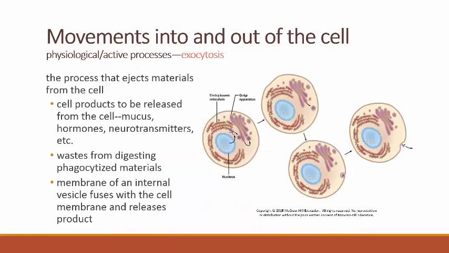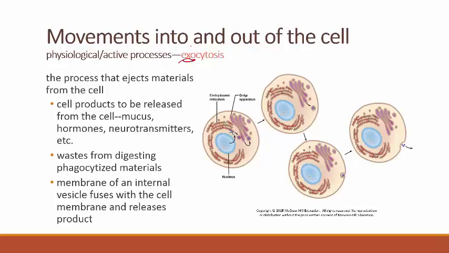Okay, so we can get stuff back out as well, and that process, if bringing it in is called endocytosis, ejecting it from the cell is called exocytosis. Exit, ex means outside, so exocytosis takes materials that are products of the cell and pushes them outside the cell.